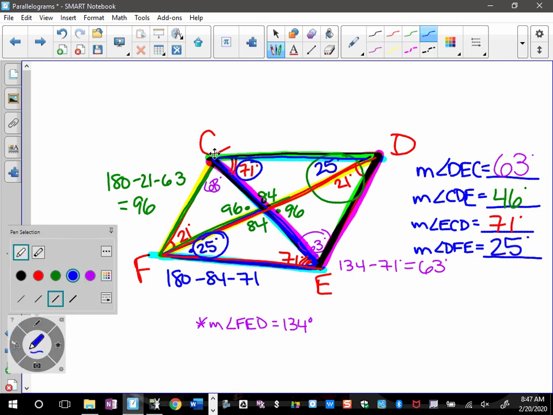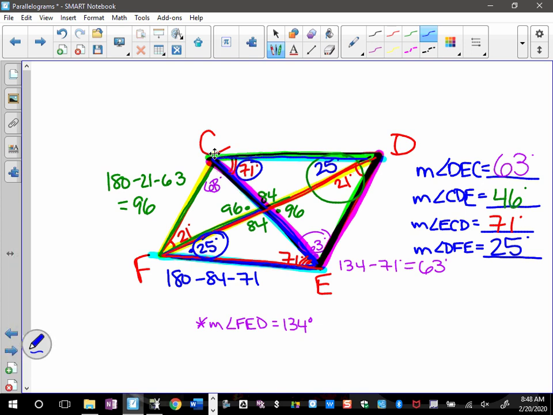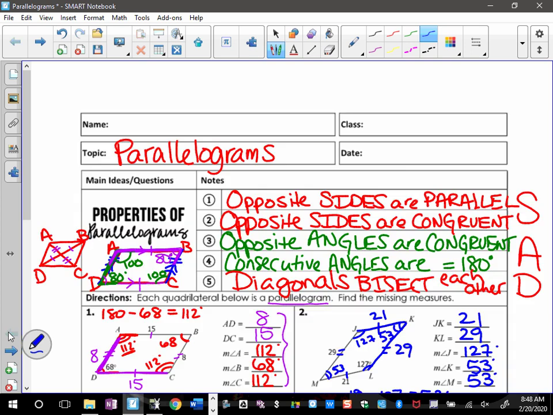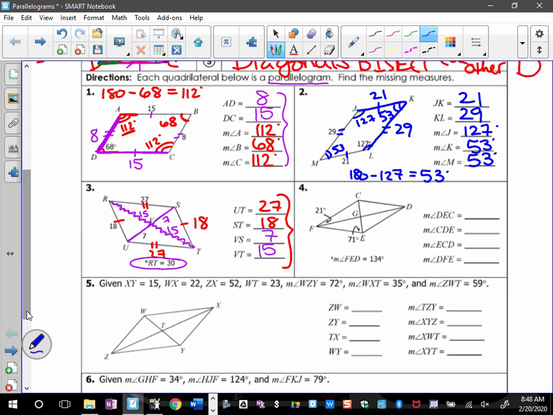So it is a little messy. That's why I said I would draw the picture bigger. But because I did all my angles ahead of time, I just had to find them when I went to fill in my answers. So go back. At this point, your notes should be filled out. This was 63, 46, 71, and 25.